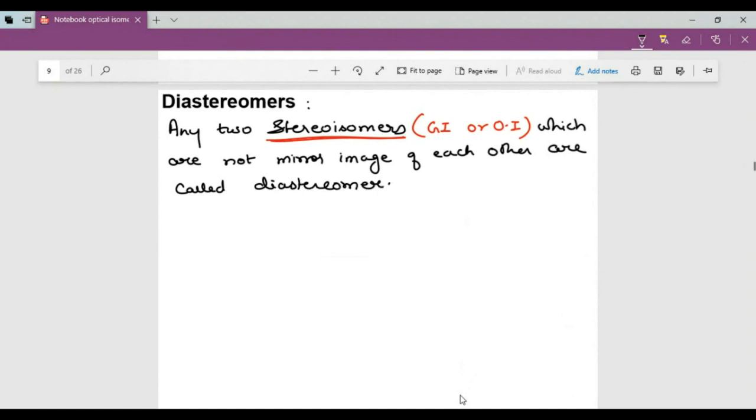They just have to be non-mirror images of each other, whether they are geometrical or optical, and they are all called diastereomers. For example, cis-2-butene and trans-2-butene are not mirror images of each other, so they are called diastereomers.